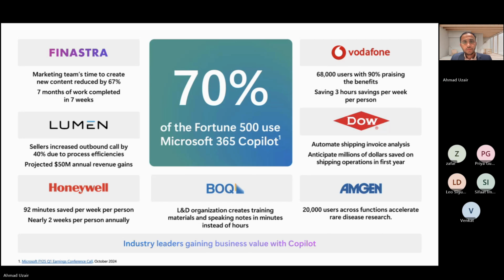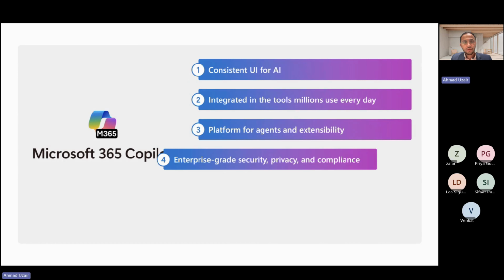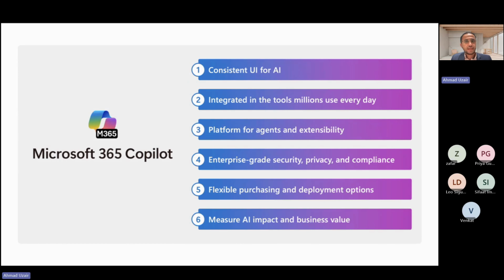Before we get onto that, let's understand a little more. Like we said, it's a UI for AI. It's integrated in the tools millions use every day, that is basically your Word, Excel, PowerPoint, Outlook, and also within your Microsoft ecosystem. Right, and it's a platform for agents and extensibility. Like I said, you can develop your custom agents in SharePoint and also your custom copilots with Copilot Studio.